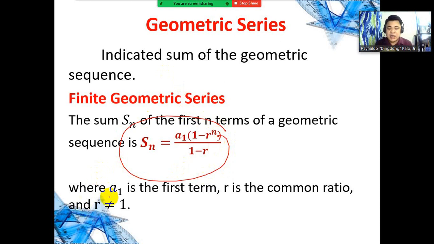Where a sub 1 is the first term, r is the common ratio, and r must not be equal to 1 because it will make the answer 0. Alright, so please don't forget this formula to solve for the sum of the n terms. It's a sub 1, quantity 1 minus r raised to the power of n over 1 minus r.